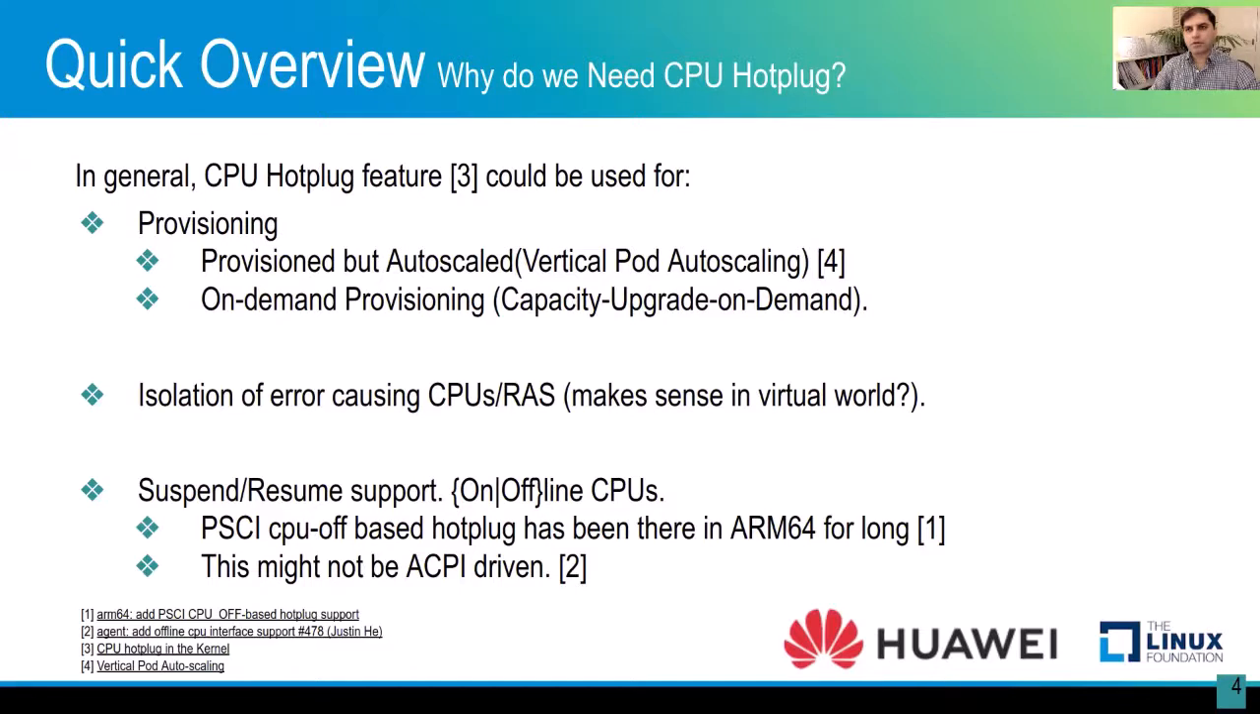And it can also be done for load balancing. Another thing is on-demand provisioning. A very good example is capacity upgrade on demand, in which certain kinds of customers would like to add or increase the capacity later on once their business has grown. Now they can afford that kind of resources. So it is used for that purpose as well. You need a basic CPU hotplug feature to be able to support this particular demand.